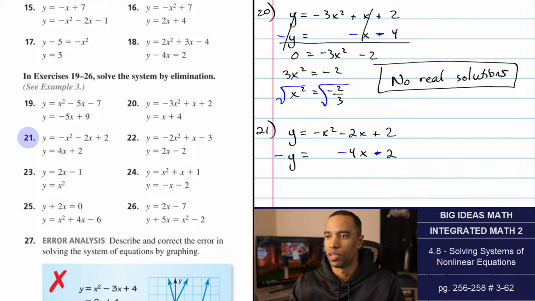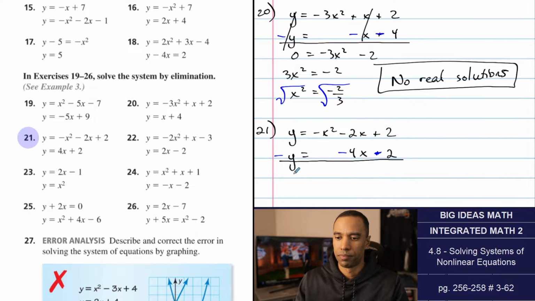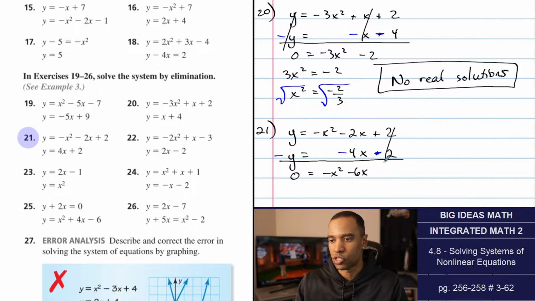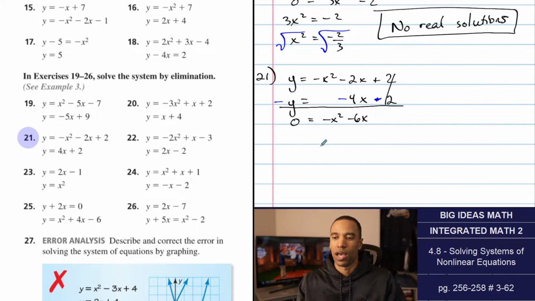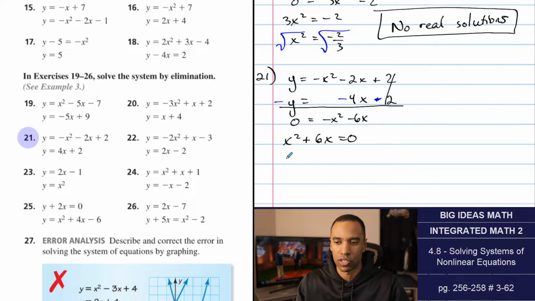That's a minus now. And y minus y, 0. That's not going to change, right? Negative x squared, that's minus 6x. And this is 0, so plus 0 there, that's gone. Let's kind of make those positive, add those over. X squared plus 6x equals 0, and solve by factoring. I got a GCF here of x. So x can either equal 0 or negative 6.